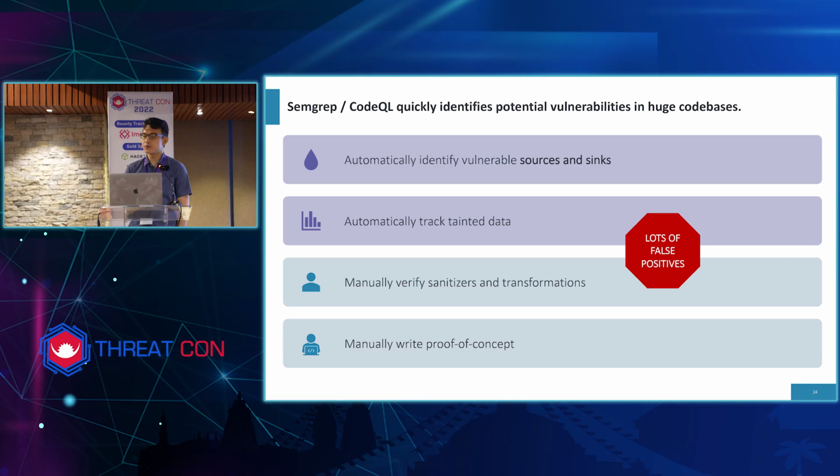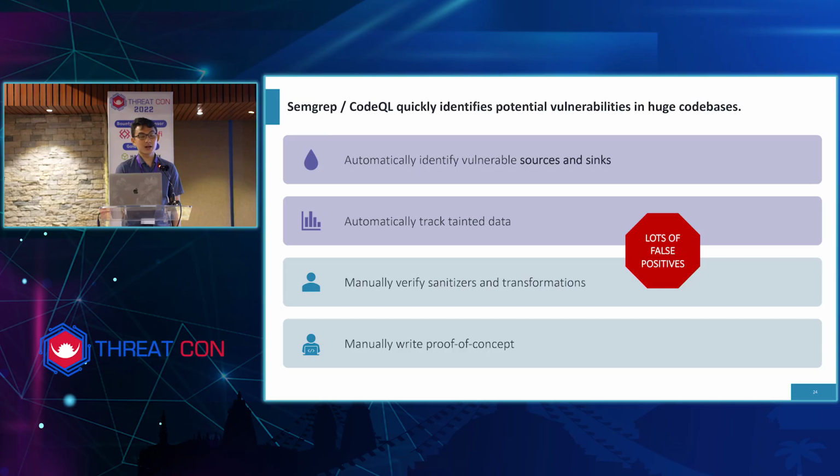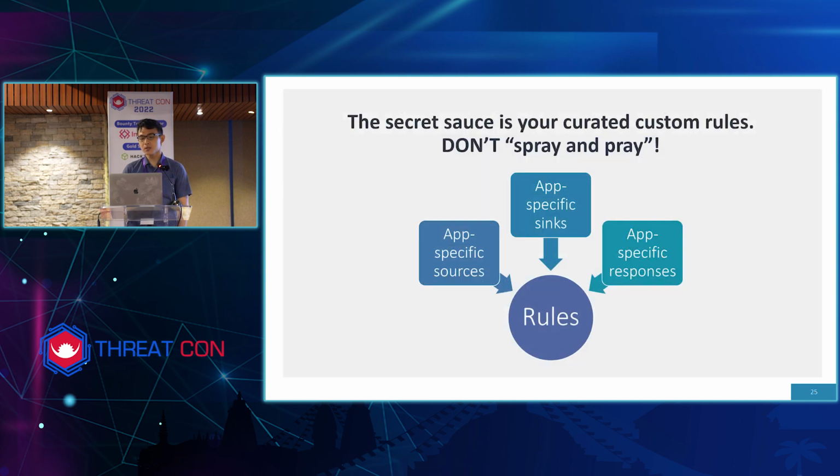And this helps you manually verify the sanitizers and transformations. So does this data get sanitized? Does this data get transformed somewhere else? And then you manually write the proof of concept. So I think DevSecOps is really interesting, because what might be bad for developers in the DevSecOps pipeline is actually great for you as a hacker. So you should keep an eye out on all of these tools and try to implement them in your pipelines.